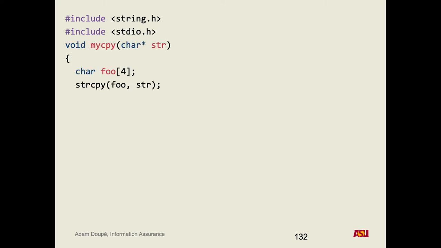So let's look through an example of this. Here, I have a very simple function called myCopy. So what is myCopy doing? What are the semantics of that function? It takes an argument string and then copies that into foo. Yes, so it takes a character pointer argument, a pointer to some character array, and it's going to copy that onto foo. What is foo? A four character buffer or array that's on the stack, so we know it's a local variable, allocated on the stack. What are the semantics of string copy?